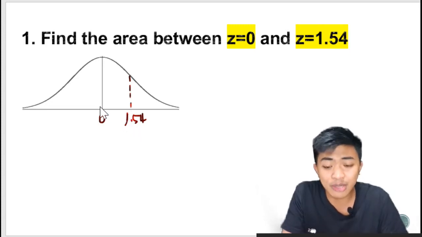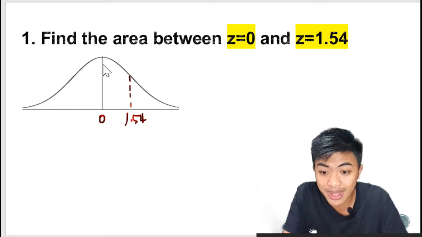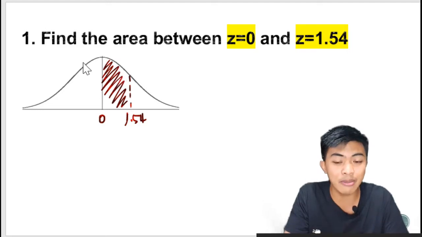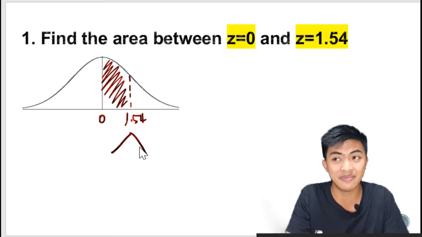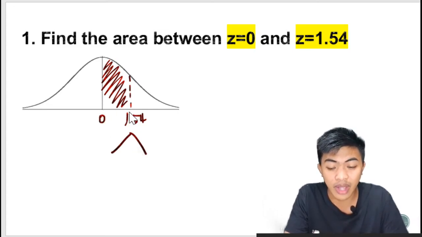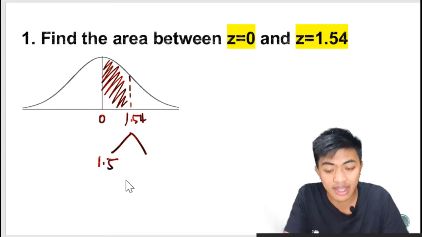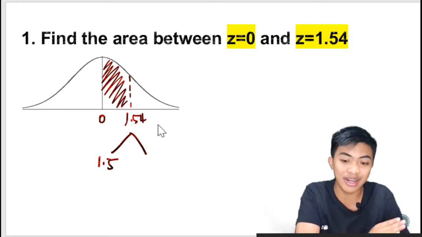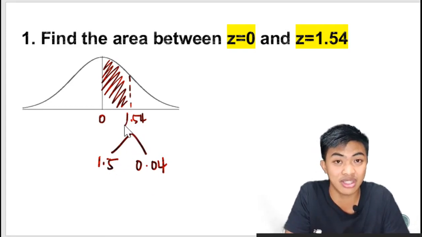Okay, so after mong na-plot yung mga z-scores, we are going to shade yung area between them. So yan yung area na kinukuha natin. The next thing I'm going to do is to break this down to two parts. Okay, this is how I usually do it para mas madali. So I'm going to separate this 1.5 and then I'm going to separate the hundredths part, okay? So that will become 0.04.